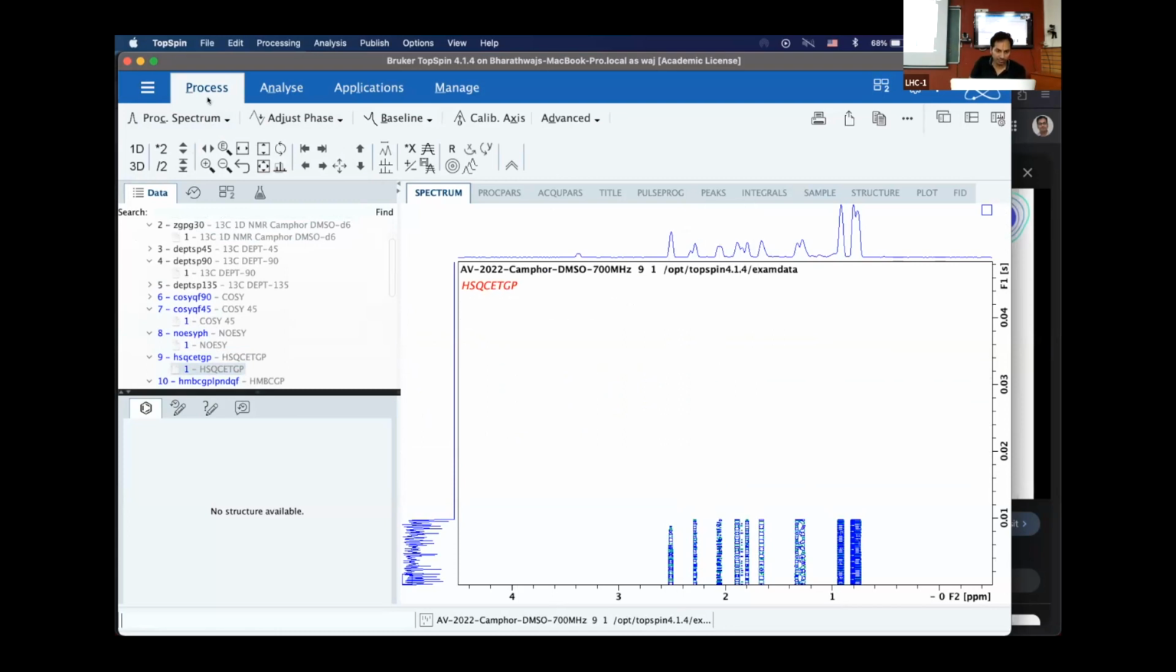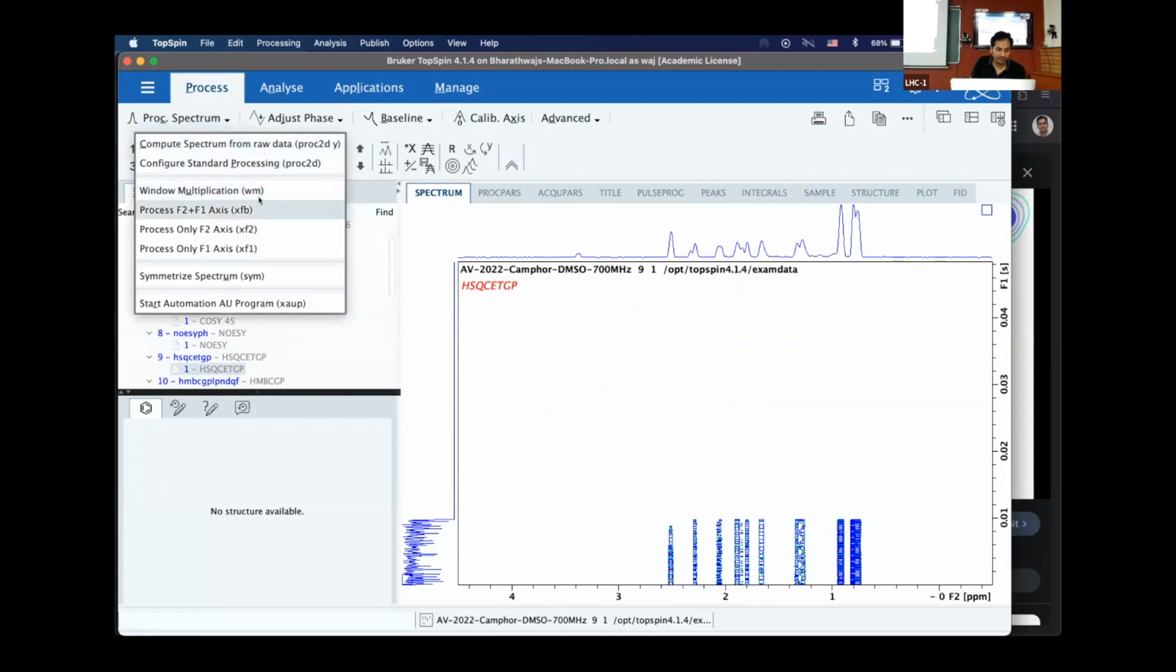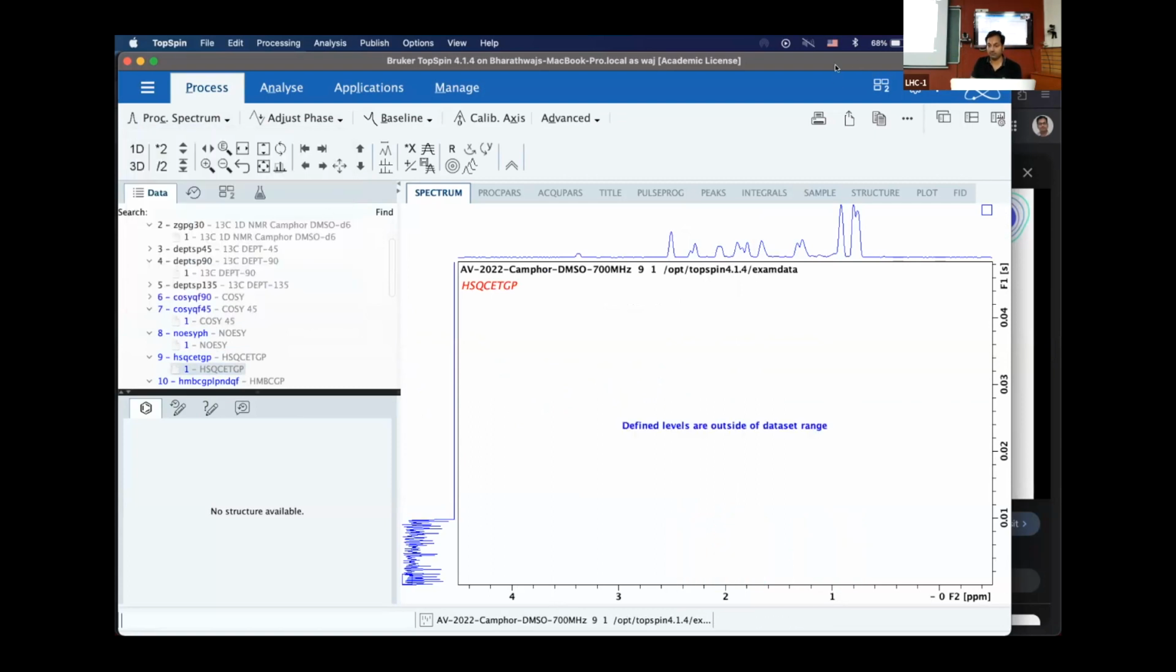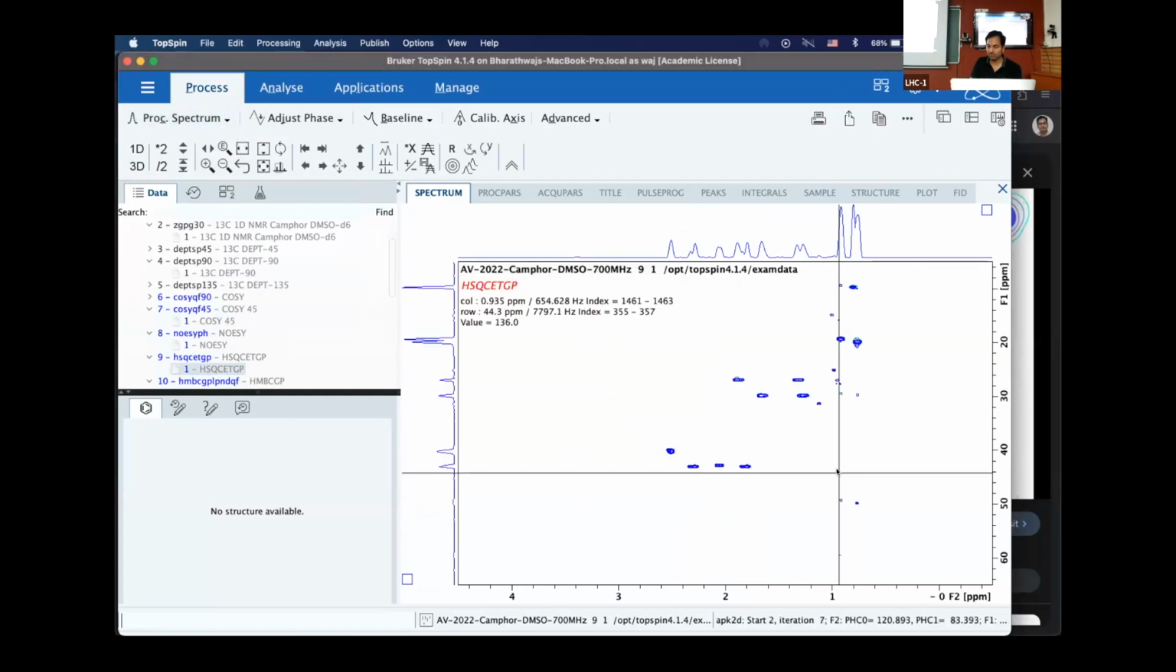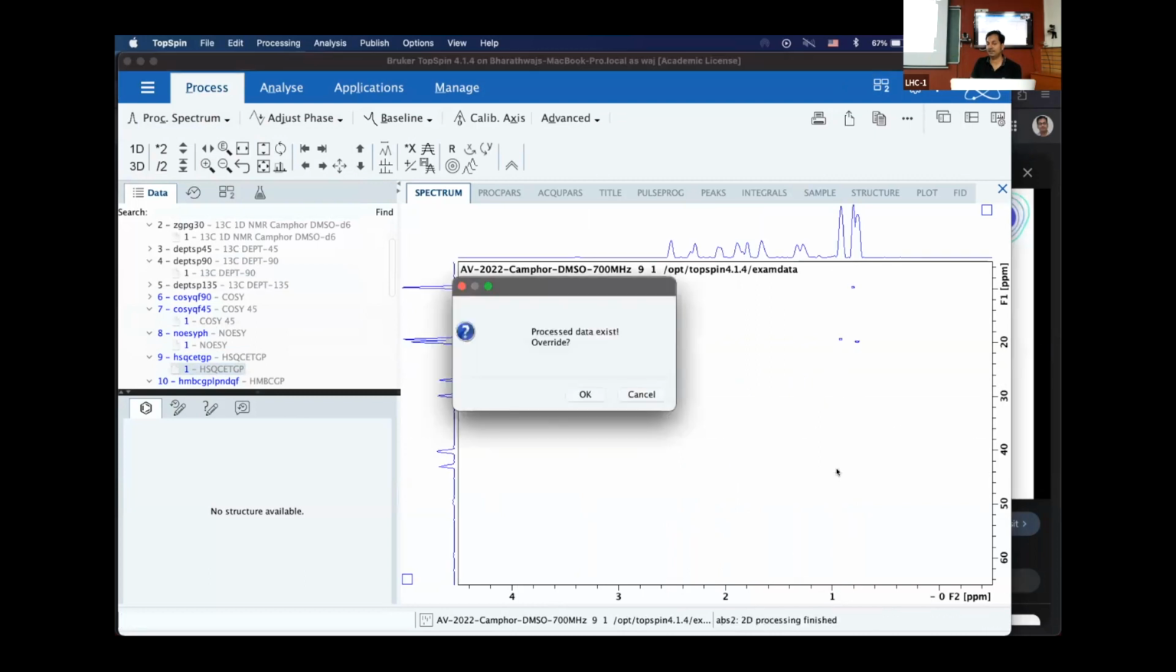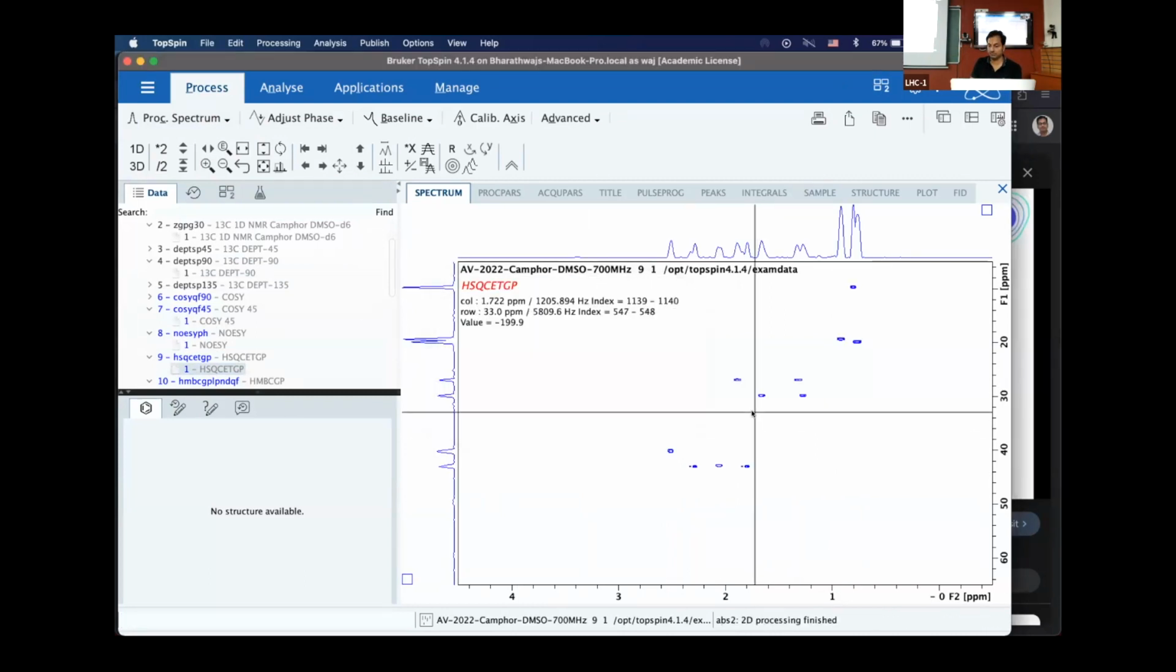The moment you go here, now you say process F2 and F1 axis together. Hit enter. If you end up hitting enter, you get the 2D spectrum. Makes sense? Okay, that's how a 2D comes out.